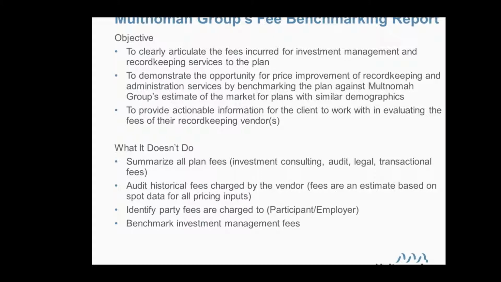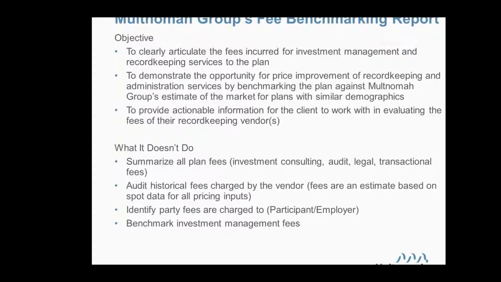We often find that people aren't aware of all the different fees or types of fees that exist in their retirement plan. What our benchmarking report doesn't do is summarize all plan fees, for example, investment consulting, audit, legal. Depending on if you're ERISA or not, or subject to audit or not, you may not incur these fees. It does not include an audit of historical fees that were charged by the vendor. What we're saying is, based on a point in time here today, based on your plan demographics, your plan design, here's what we think you could get in the open market.